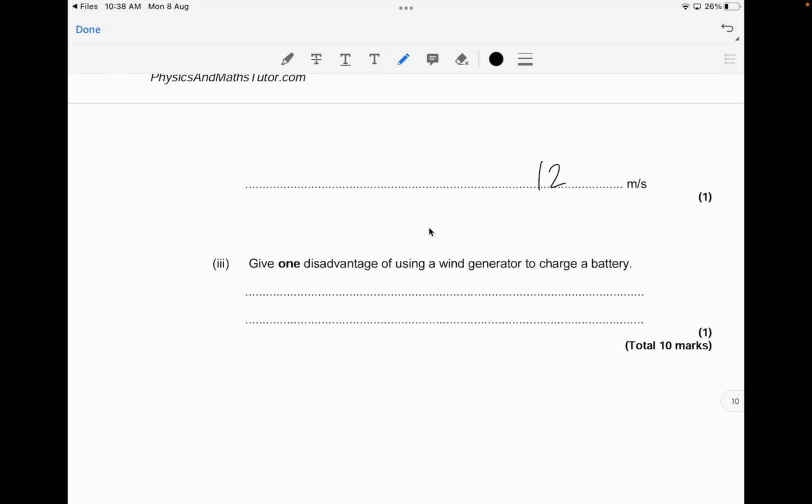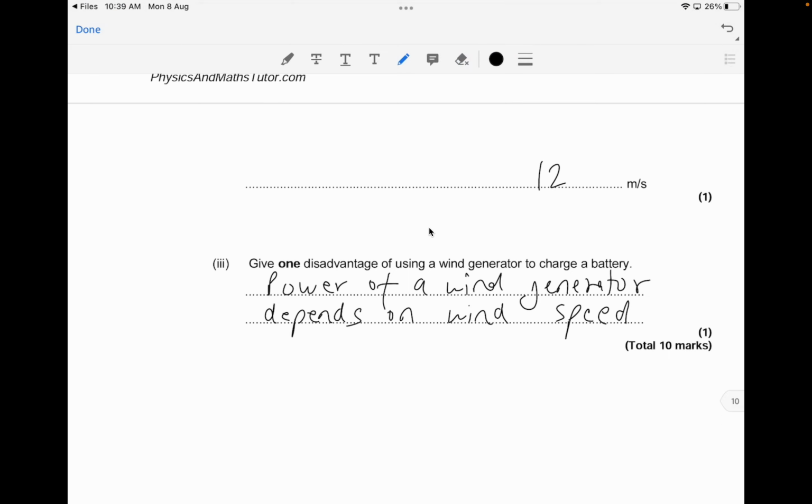Now, give one disadvantage of using a wind generator to charge a battery. One answer that I would like you to write is that wind is an unreliable source of energy. So you can say that wind is an unreliable source of energy. Or you could say that the power of the wind generator depends on wind speed. This is something that you can write down for 1 mark.